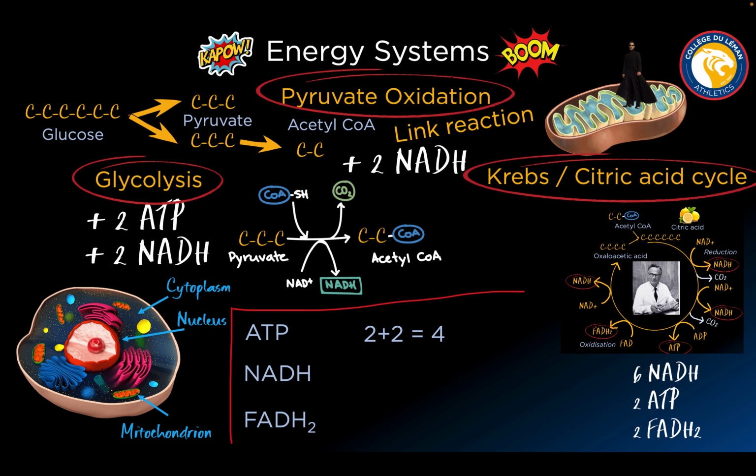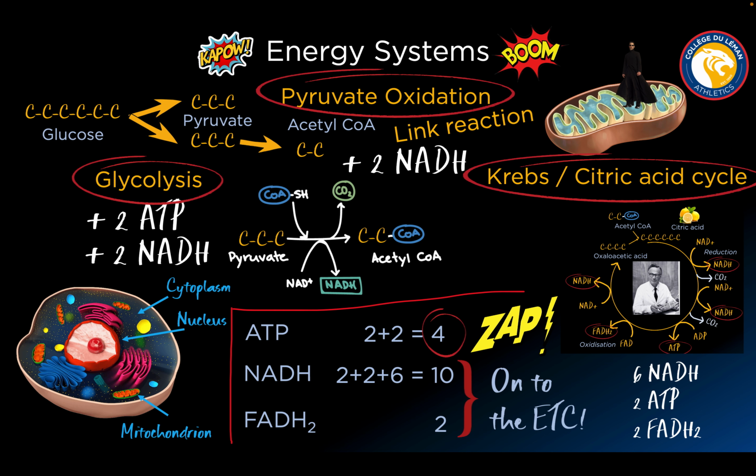ATPs, we got 2 in glycolysis, we got 2 from the Krebs cycle, so we've got 4. NADH, we got 2, 2 and 6 in the 3 reactions respectively, so we've got 10. FADH2, we only got that from the Krebs cycle, so we have 2 of them. This ATP, we've got 4 of them. What are we going to do? Get it spent. Get some energy from that immediately, and very soon we will have a look at exactly how we do that. These 2 though, the NADH and the FADH2, that's onto the electron transport chain.